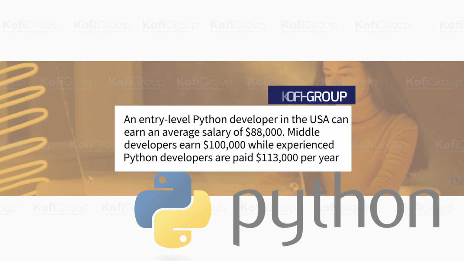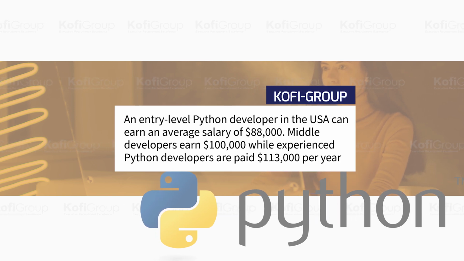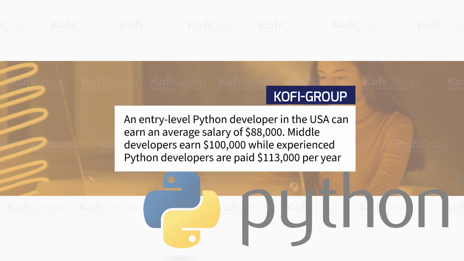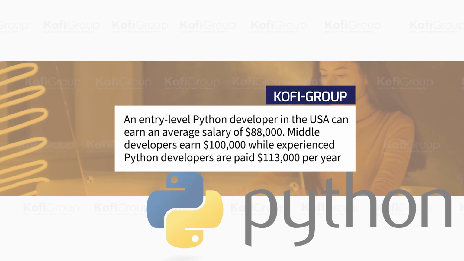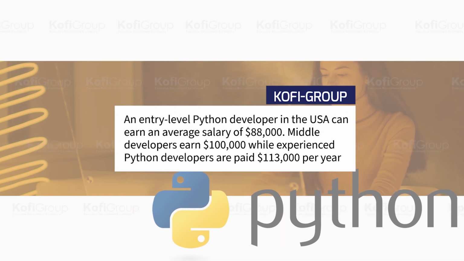An entry-level Python developer in the USA can earn an average salary of $88,000. Middle developers earn $100,000, while experienced Python developers are paid $113,000 per year.